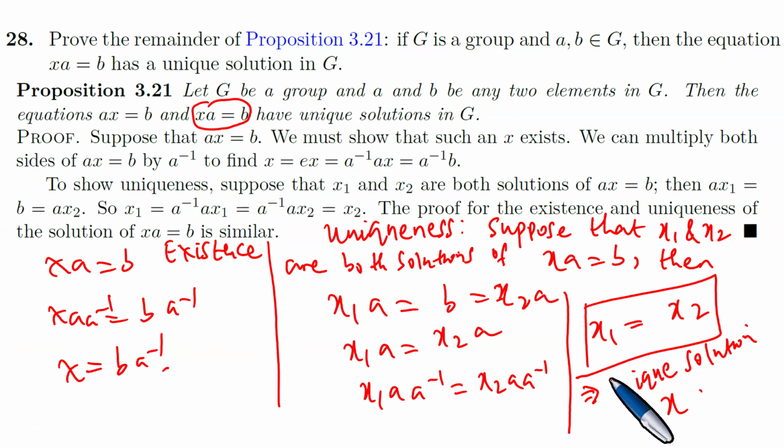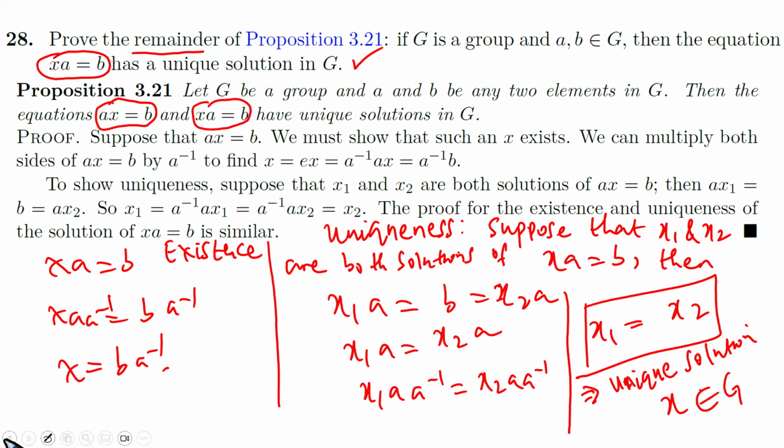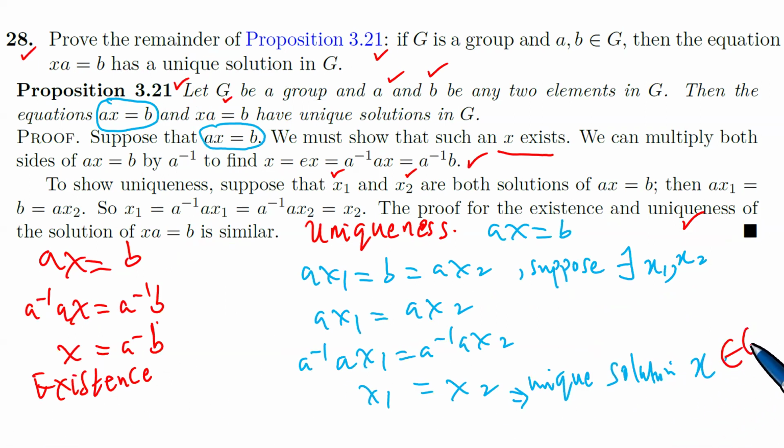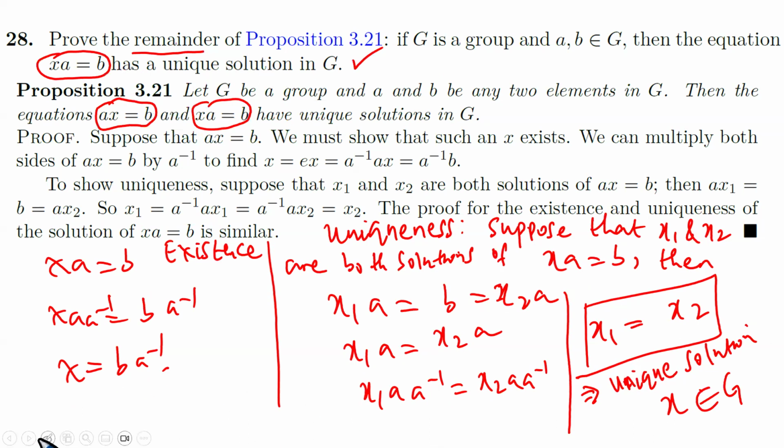So, what was exercise 28? Exercise 28 was saying that in proposition 3.21, they actually have proven the ax equals b case. We were supposed to prove the remainder of proposition 3.21: if G is a group and a, b are in G, then the equation xa equals b has a unique solution x in G, in the same way that this one here has a unique solution x also in G. I believe it's too easy.